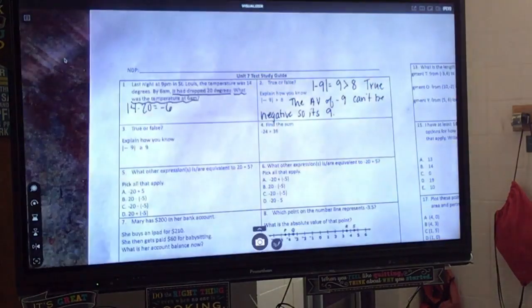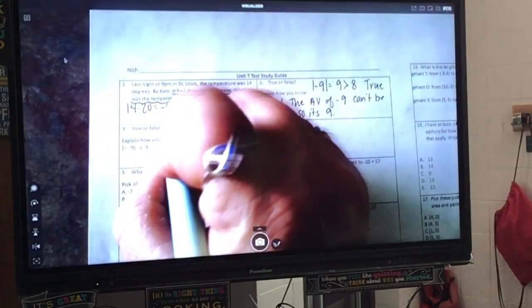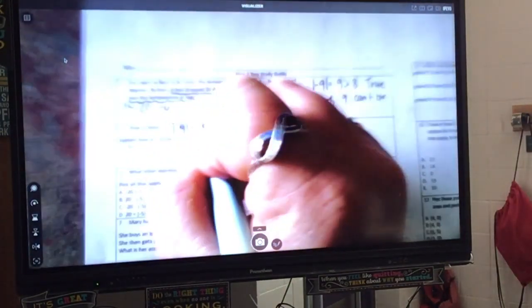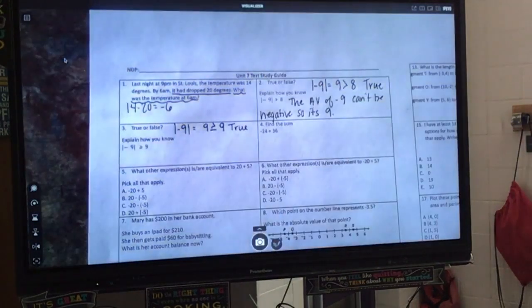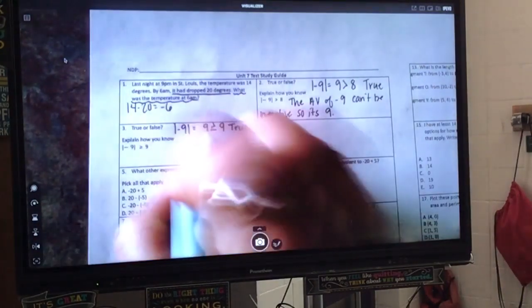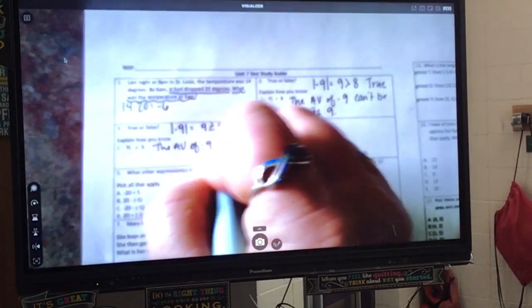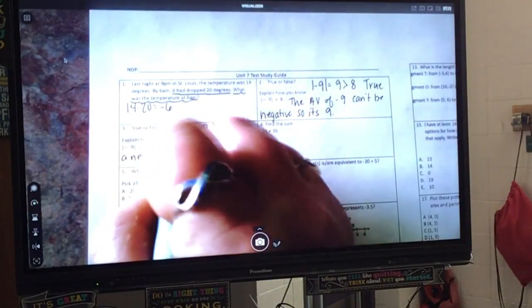All right. Number 3, true or false? Explain how you know. So stand up if you said true. Okay. What is the absolute value of negative 9? 9. And then this one is 9 is greater than or equal to 9. So this is true. And again, how do we know? Is it essentially the same reasoning as the other one? Yes. So the absolute value of negative 9 can't be a negative. So it's equal to.